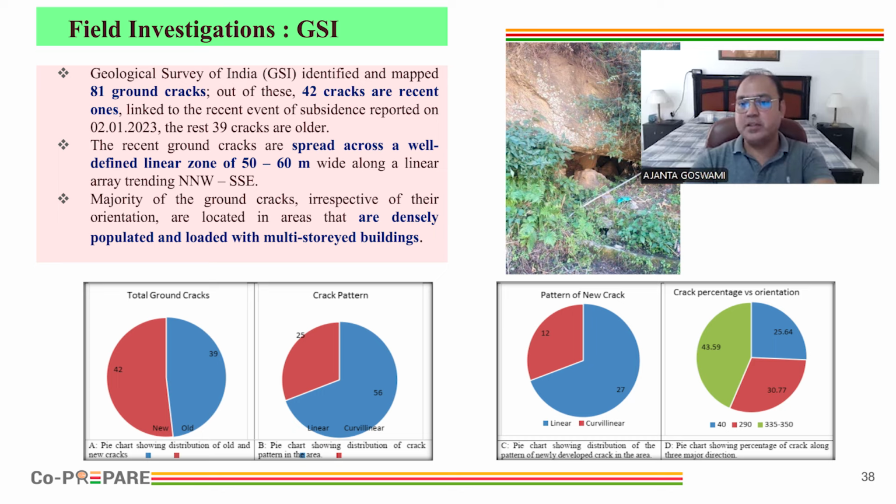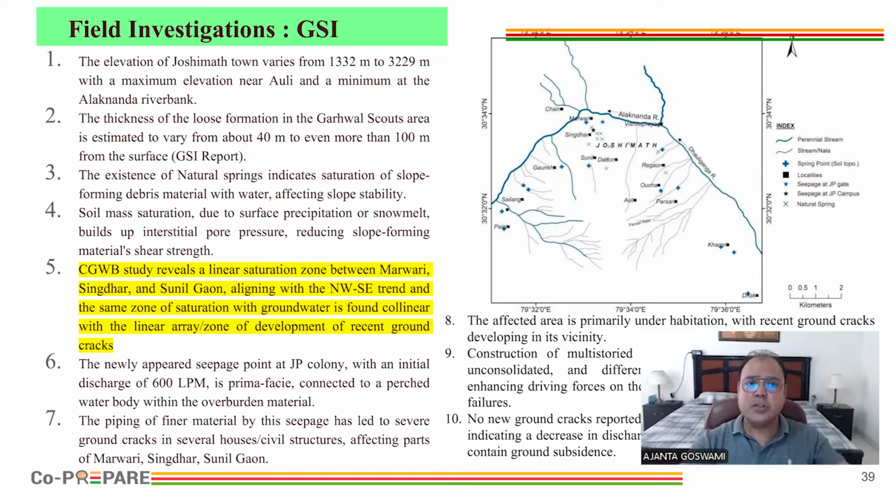So that is one theory given by GSI, which is also given by CGWB, and also by NGRI. This is the complete report given by the Geological Survey of India. I'm not going to read everything; I'll go to the next slide. Before that, let me tell you one thing: the thickness of the loose formation in the Garhwal Scout area is estimated to vary from about 40 meters to even more than 100 meters from the surface, according to the GSI report.